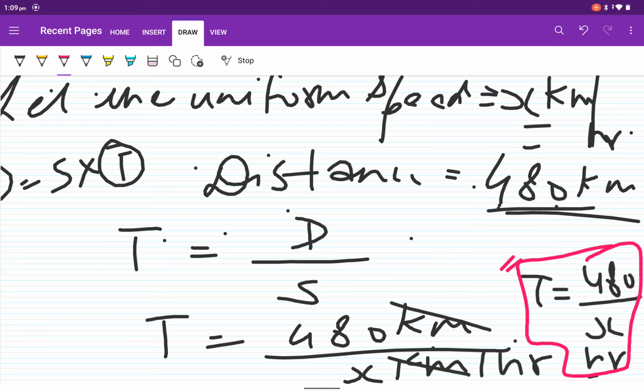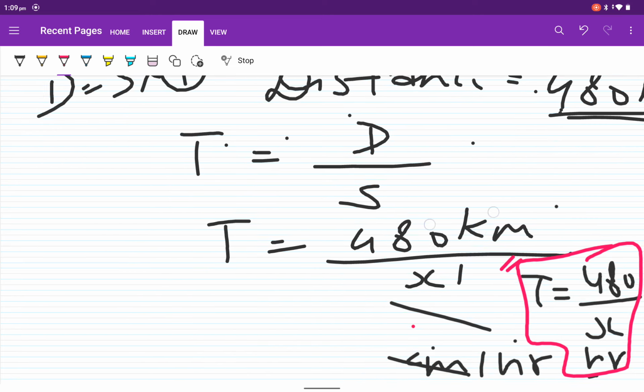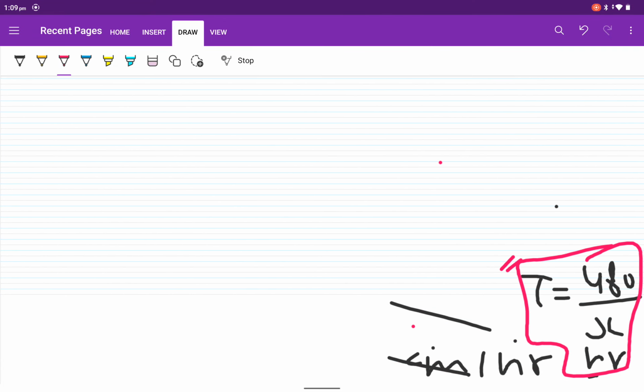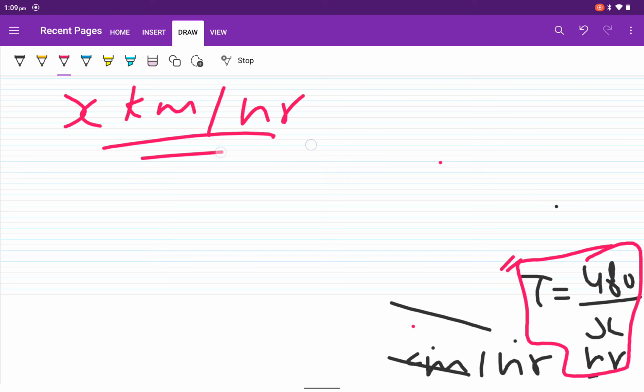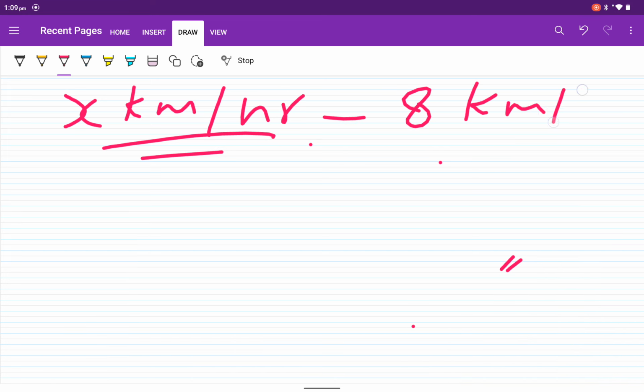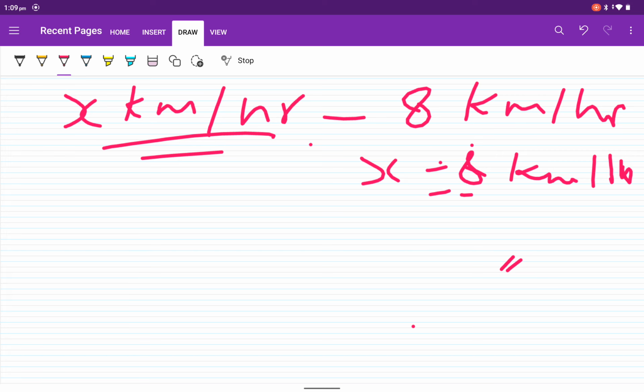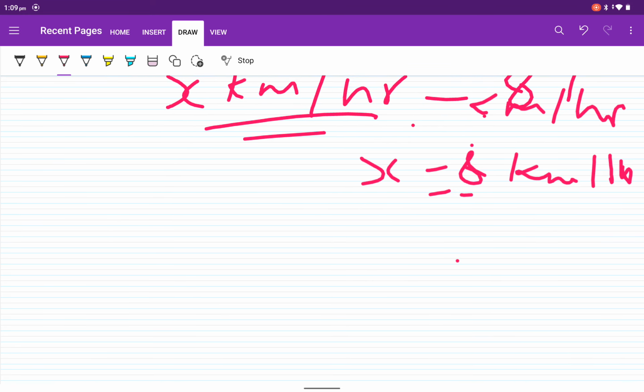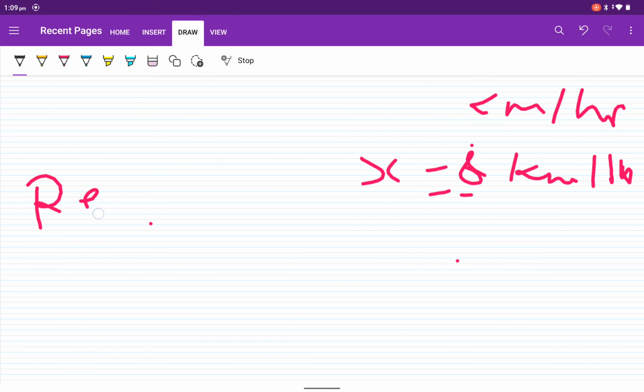Now in case 2, what are they saying to you? They are saying that if the speed had been 8 kilometer per hour less, meaning if x kilometer per hour was your speed, it is now 8 kilometer per hour less, so it would be x minus 8 kilometer per hour. Now the speed has decreased by 8 kilometer per hour, so the time has increased. So what would your equation be? Now we are going to find out the reduced speed.